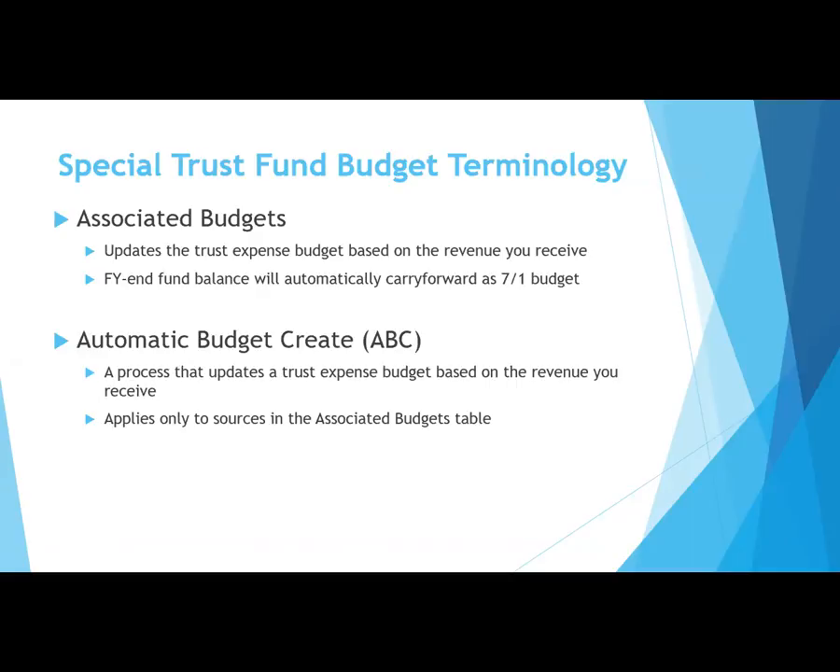ABC are your automatic budget creates. This is a process that carries forward budget balance, and it shows in a budget report in your ledger. You'll also see that this only applies to sources that are in the associated budget table. There is a really great slideshow out there that Nicole Sebick created when she was doing training on associated budgets and on automatic budget create. If you haven't taken that training or read through that, I suggest that you do. It can be a little complicated because with associated budgets, you have to look at the revenue and the expense budget, where typically in most of your trust funds, you're only going to budget your expenses. This budgets your revenue and expenses, so you need to be aware. But it's a little more complicated than we can talk about in this quick session.